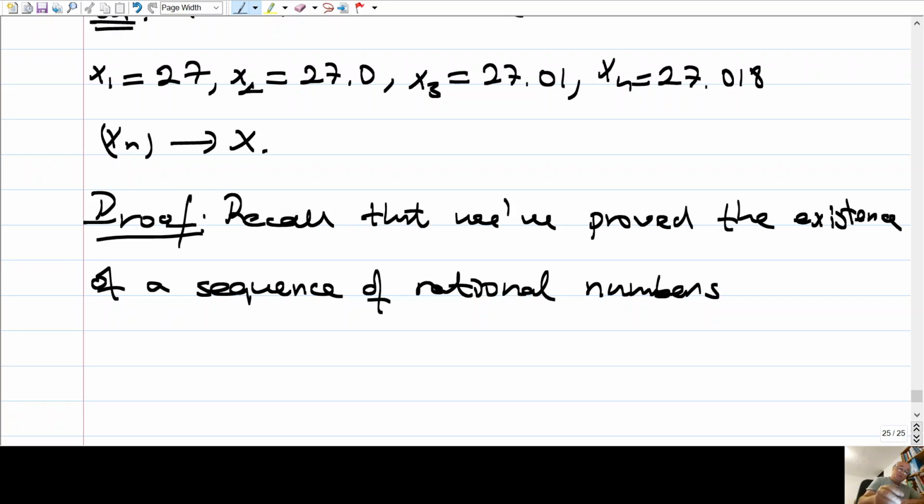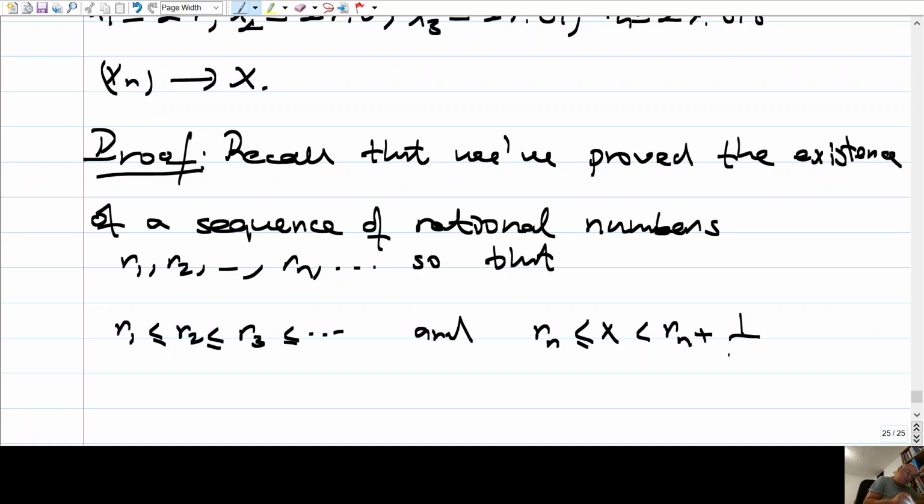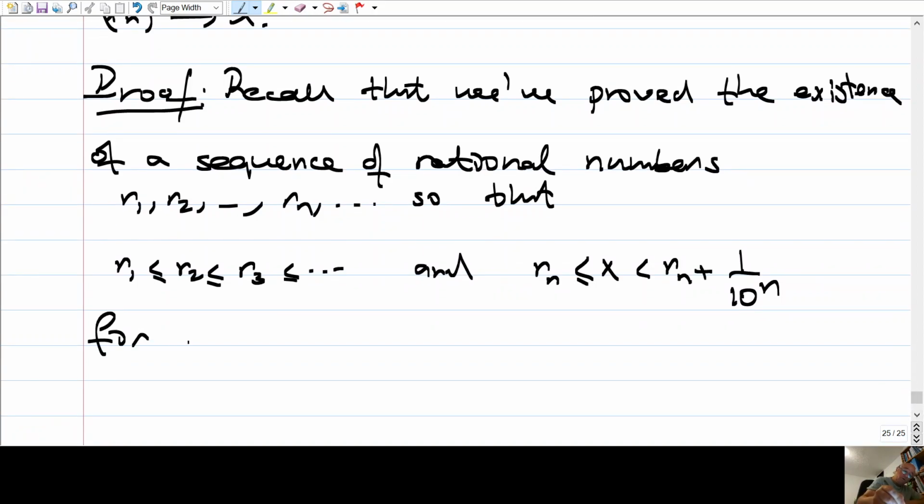I haven't written it here. How was it? R, R1, R2, Rn, so that these Rn's were increasing, right? R1, R2, R3, and each Rn was less than x, and x was less than Rn plus 1 over 10 to the power n, right? For all n: 1, 2, 3 and so on.